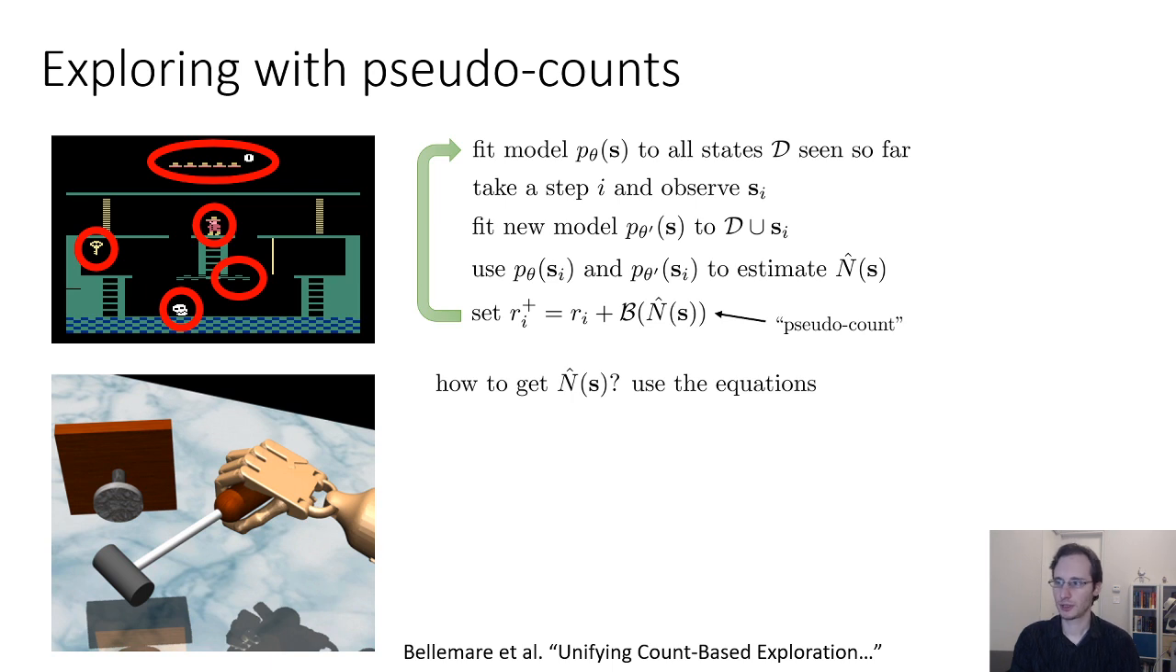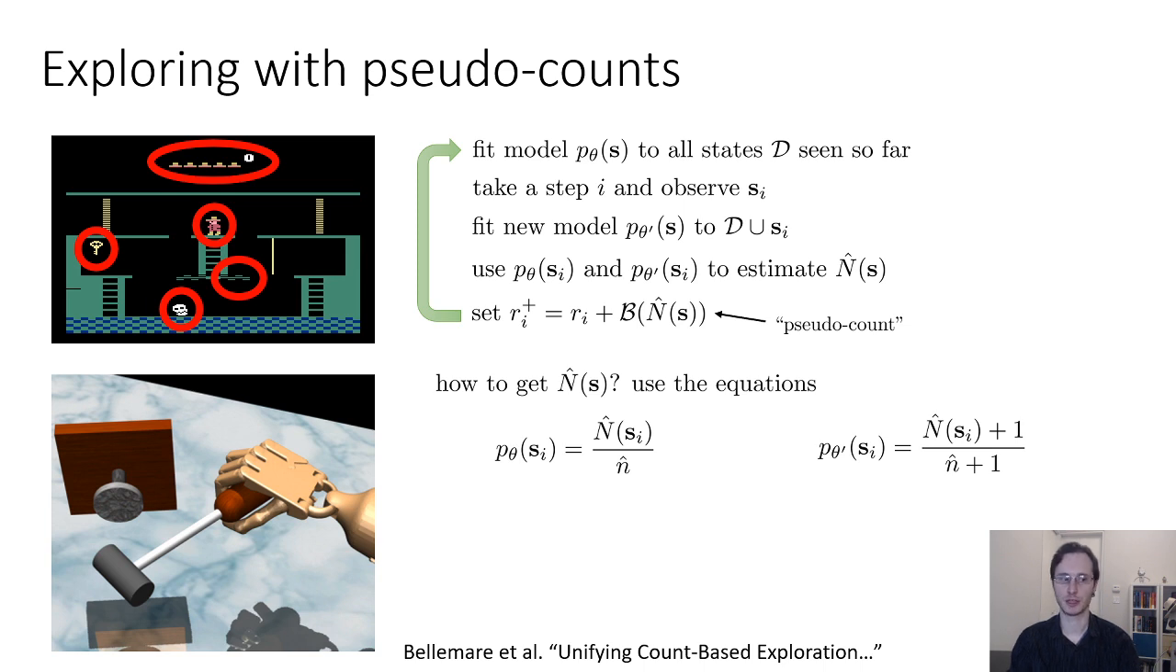So how do you get the pseudo-count? Well, we'll use the equations from the previous slide. The equations in the previous slide describe how counts relate to probabilities. So we'll say that we want our pseudo-counts to also relate to probabilities in the same way. So we know p theta of s, and we know p theta prime of s, because that's what we get by updating our density model. We don't know n hat of s, and we don't know little n hat. However, we have two equations and two unknowns.